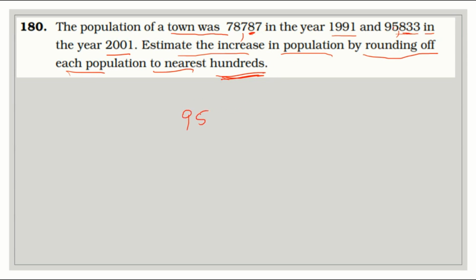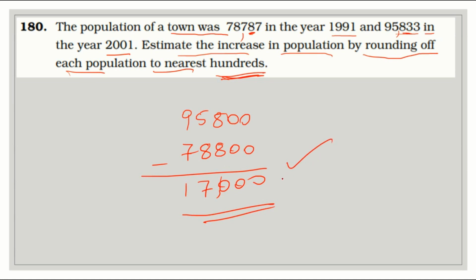Amongst them bigger is 95,000, and when I round off to nearest hundreds, it becomes 800 only, 95,800, because tens place is 3, which is less than 5. Next number is 78,000. Tens place is 8, so we have to increase that hundreds place. Again it becomes 78,800. So their difference is 17,000. Therefore 17,000 is the increment.